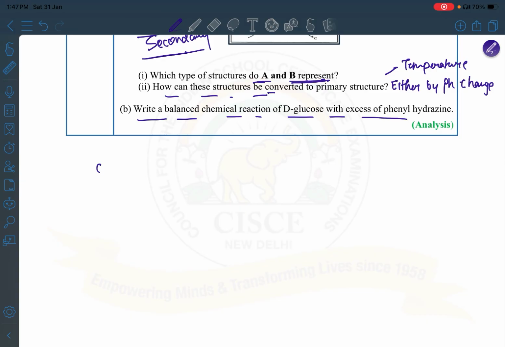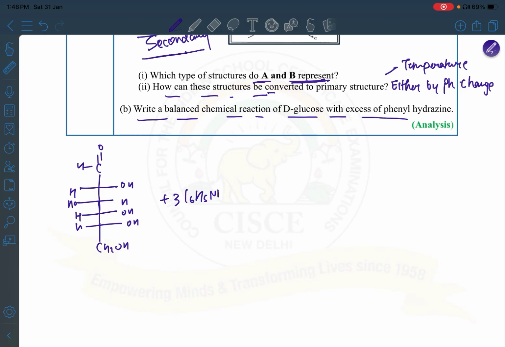So D-glucose is this one: CHO, and the 5 carbons, CH2OH, and this OH, H, OH, OH, H, H, OH. This is D-glucose, and we react it with C6H5NHNH2. This is phenylhydrazine. Three molecules of phenylhydrazine react here, and it will convert it into glucosazone.